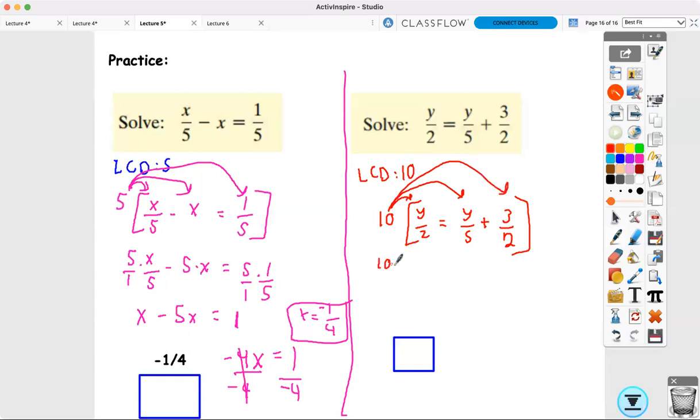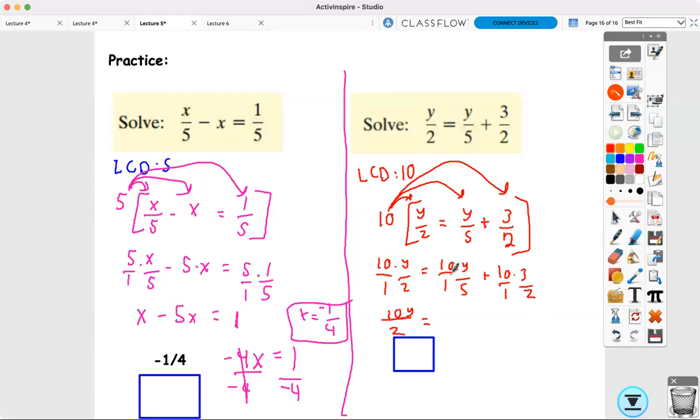So then we get 10 times y over 2 equals 10 times y over 5 plus 10 times 3 over 2. All right, let's go ahead and simplify. I'm gonna make these 10s into fractions, right? Because some of us are beginners with numbers and we're not really experts yet. So for the first fraction, the top times the top over the bottom times the bottom. What's 10 times y? 10y over 2. Excellent.